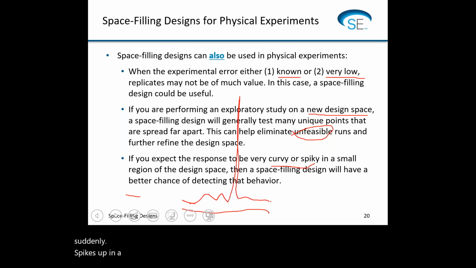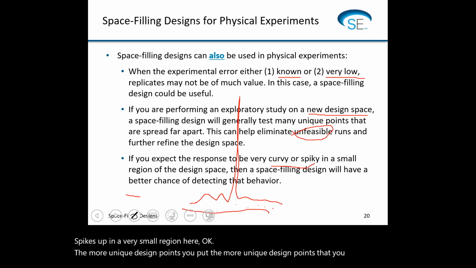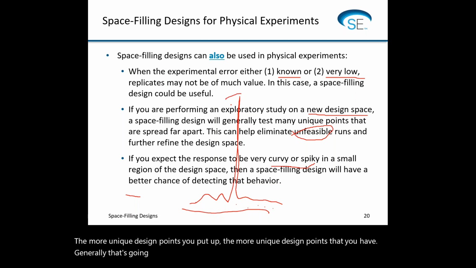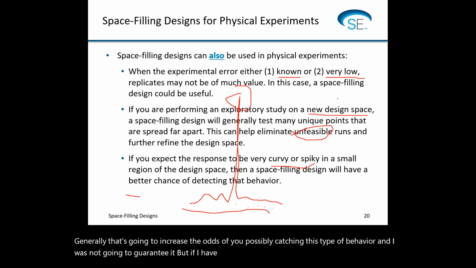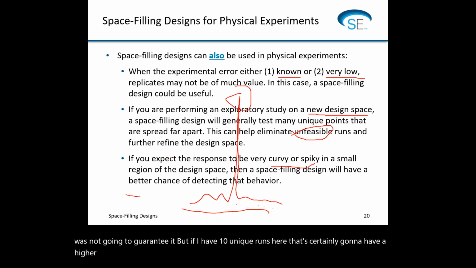The more unique design points that you have, generally that's going to increase the odds of you possibly catching this type of behavior. Now, it's not going to guarantee it, but if I have 10 unique runs here, that's certainly going to have a higher chance of catching this behavior, versus if I only have 3 unique runs, like in a central composite design, which just looks at low, middle, and high.